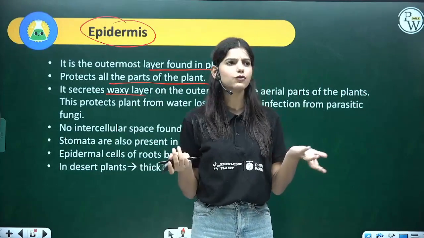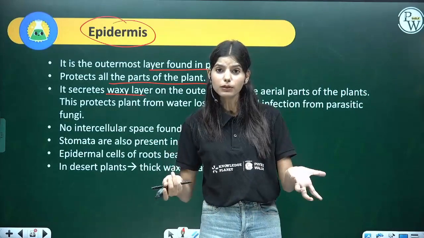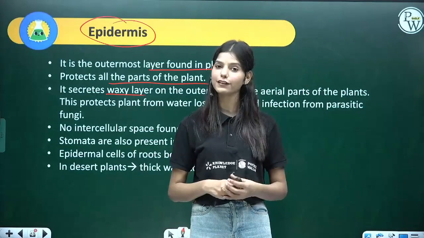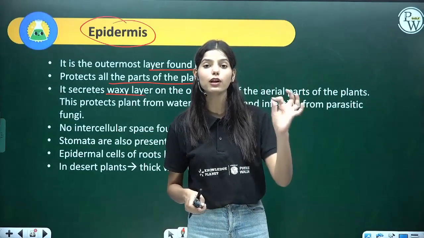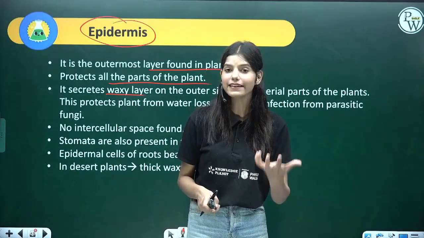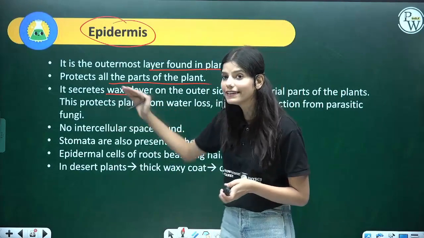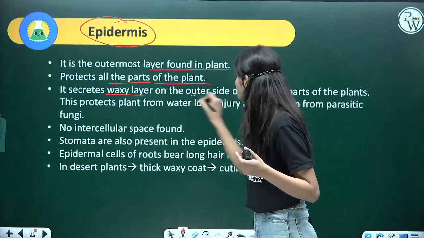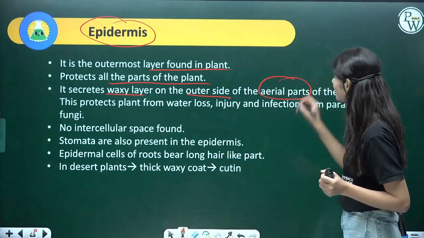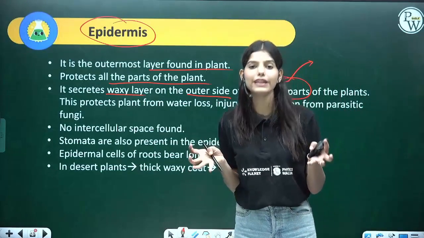And why is this waxy layer so important? Because in the daytime, parts of the plant can lose a lot of water, and water is really essential for the plants, right? So to reduce the loss of water, the epidermis secretes a waxy layer. Where is it secreted? On the outer side of the aerial parts of the plants. Now what are aerial parts? Aerial parts are those parts which are exposed to the sunlight or the air.